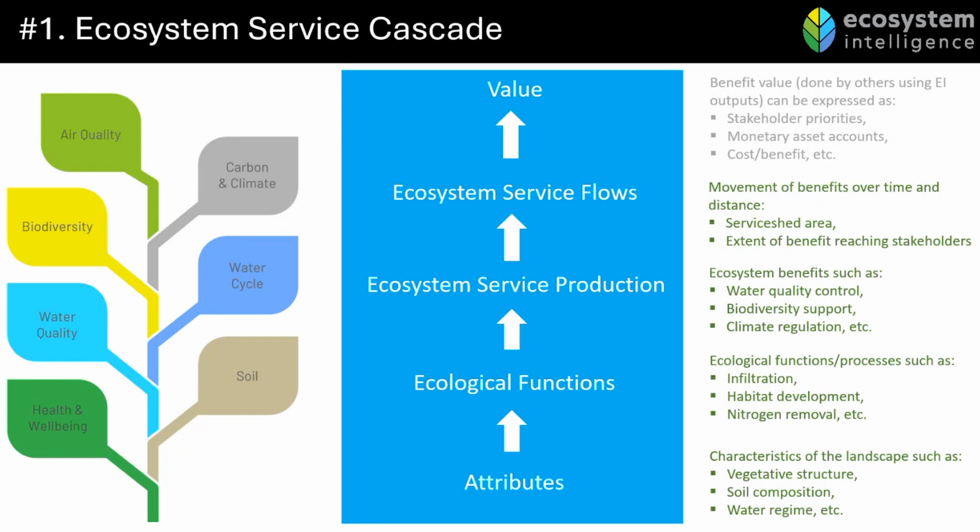And it starts with understanding the attributes on the ground, right? So being able to characterize the vegetative structure, the soil composition, the water regime, the topography, and how all of those different aspects of the landscape contribute to whether or not ecological functions are performed. So our initial data input into the system are those attribute conditions, right? That's where it all starts. From that, we're able to really get a good understanding of how ecological functions are performed.